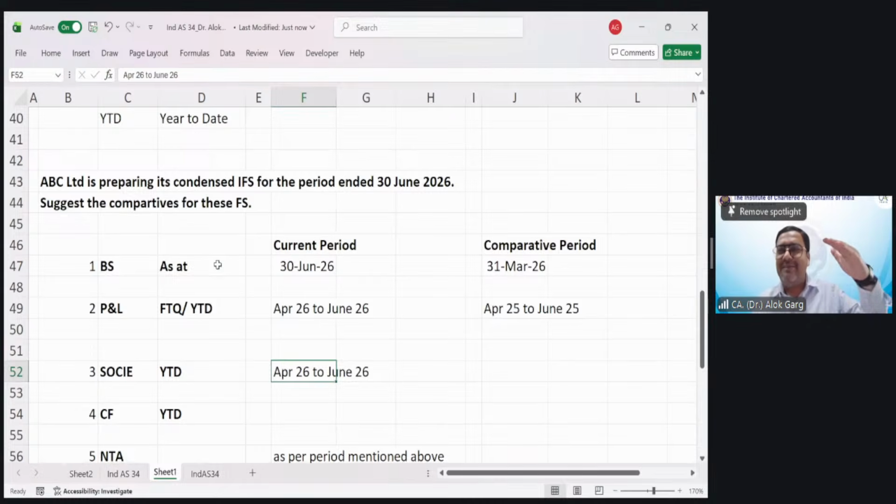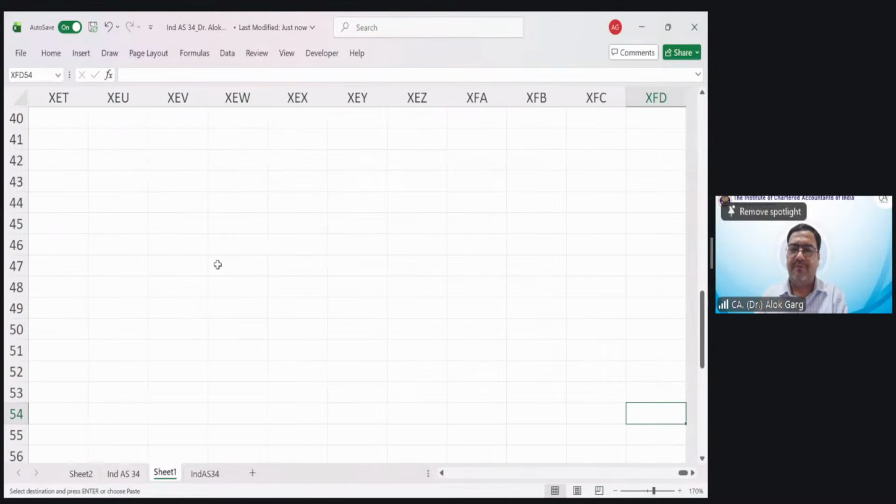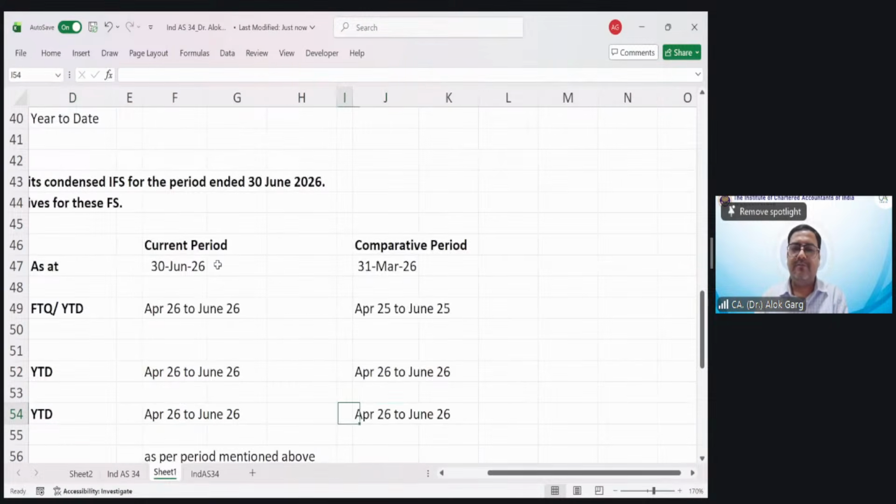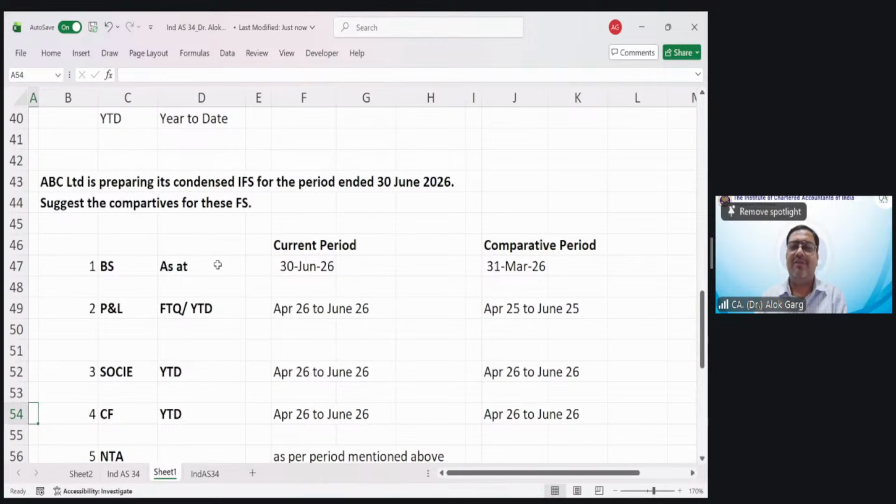April to June. YTD means from the beginning of the year till date. So April to June. What about cash flow? April to June. Okay. So this is for the June quarter.